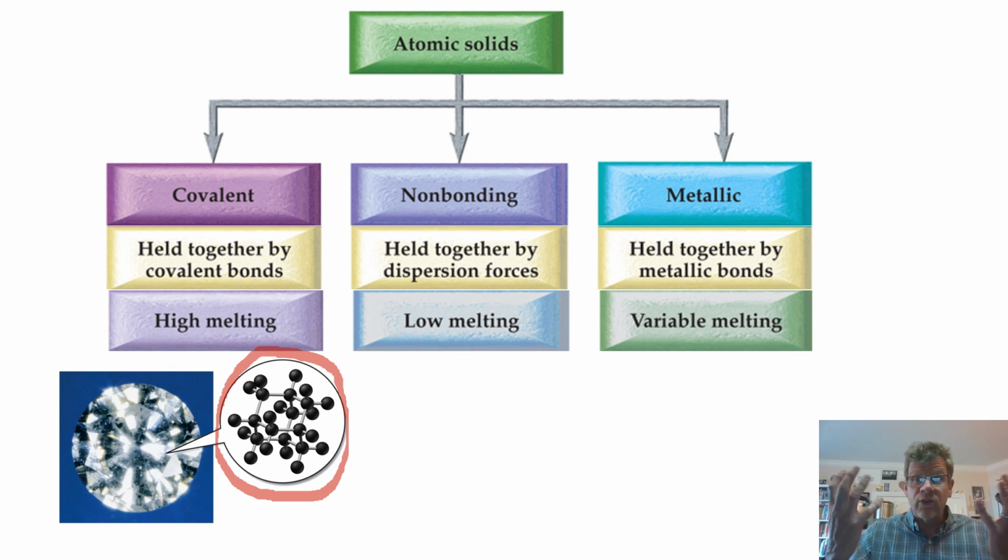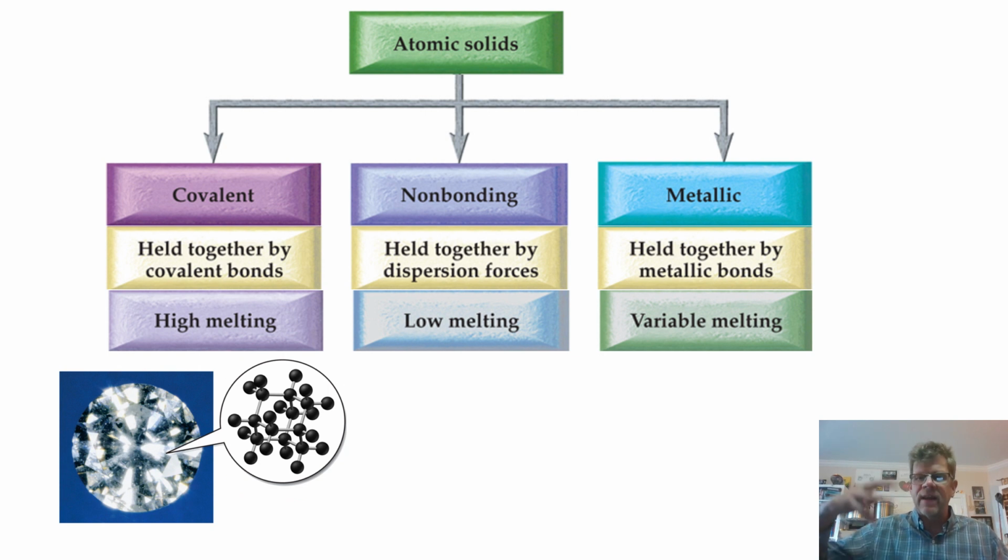There actually is no such thing as liquid diamond. As we heated up a diamond, it would decompose into carbon, essentially into soot, before we could overcome those covalent bonds. So to say diamond is high melting is really an understatement, because you cannot get a sample of diamond, that allotrope of carbon, hot enough so that it actually melts into a liquid.